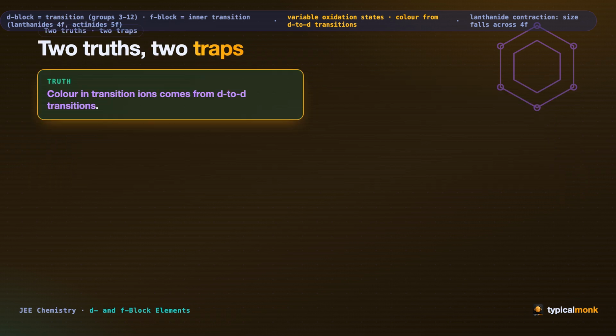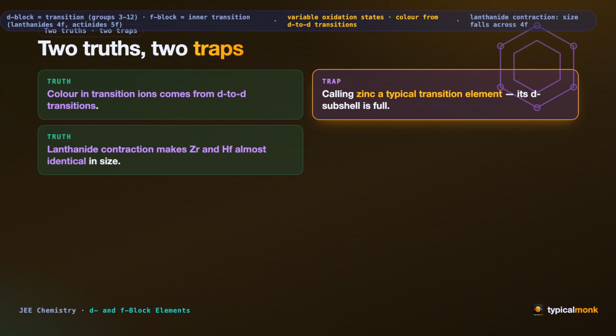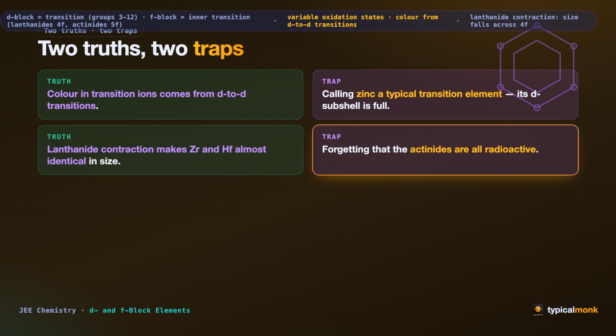Now, the 2 mistakes that quietly cost marks. The truth, the color in transition ions comes from d to d transitions. The trap, calling zinc a typical transition element; its d subshell is full. The second truth, the lanthanide contraction makes zirconium and hafnium almost identical in size. The second trap, forgetting that the actinides are all radioactive.